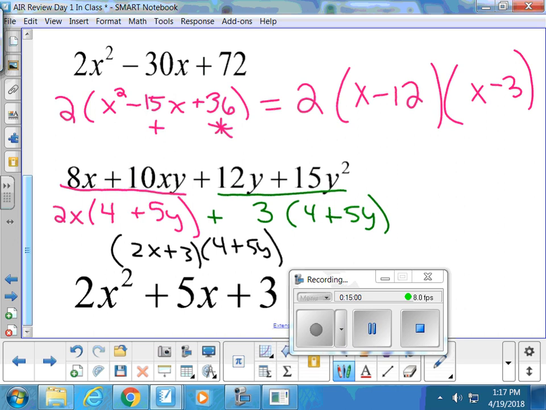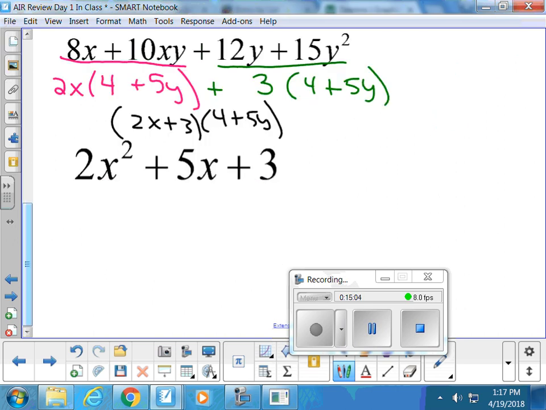So there's box method. Pretty fun. Oh, I'm sorry, grouping method. That was grouping method. My bad. The next one's box method. This is our last factoring problem. So there's that 2 out front. That's what's causing this to be box method. And there's no common monomial of 2, so it's not like I can remove it.